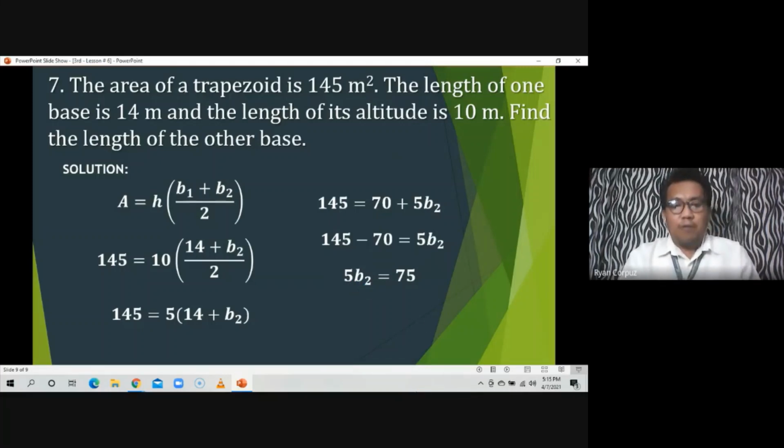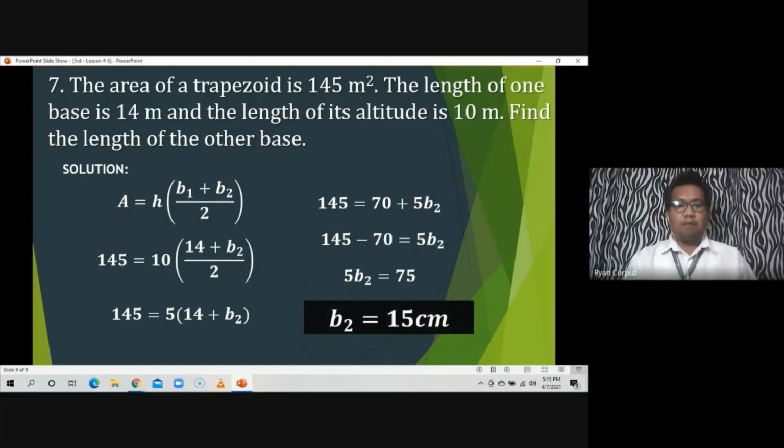Then, since we are looking for b sub 2 and it's still accompanied by 5, we have to divide both sides of the equation by 5. By doing that, we'll come up with the value of b sub 2, which is equal to 15 centimeters. So, it should be in meters. Dapat it's in meters, because the unit of measurement involved there is in terms of meters. So, the answer should be 15 meters. Nagkaroon lang tayo ng typographical error on the answer on example number 7. But it should be in terms of meters. So, that's how we answer example number 7.